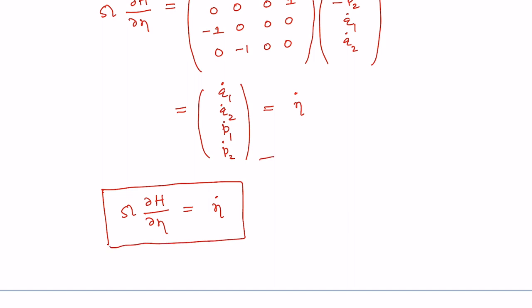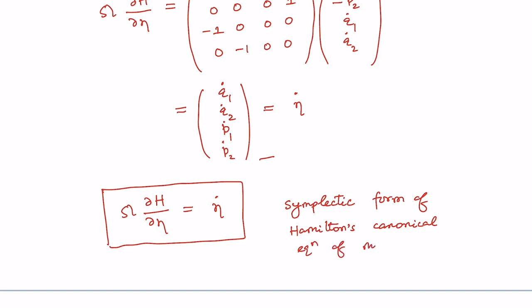Now as you can see from here, the minus sign for p dot is no more there, q and p now become symmetric, or in symplectic form, and these are the symplectic form of Hamilton's canonical equation of motion. All right.